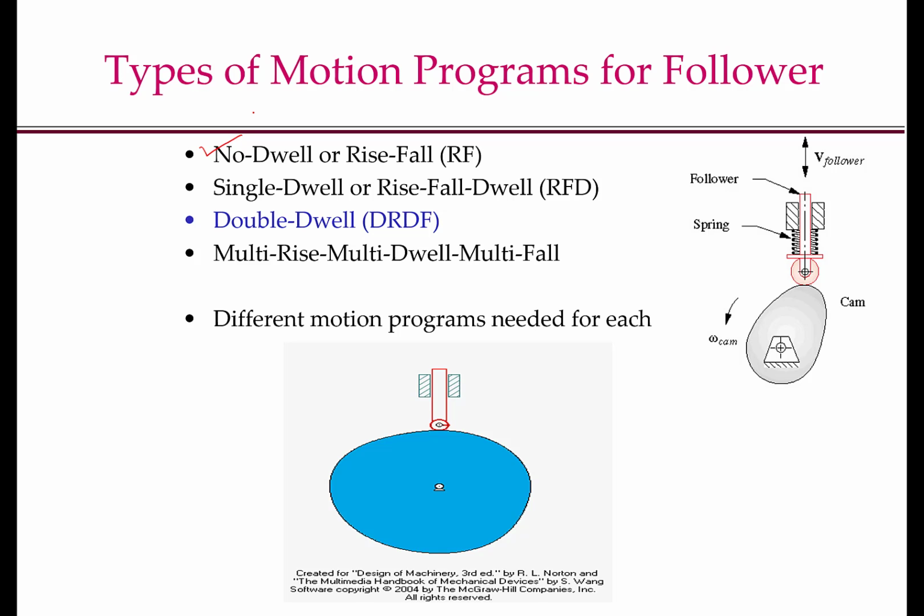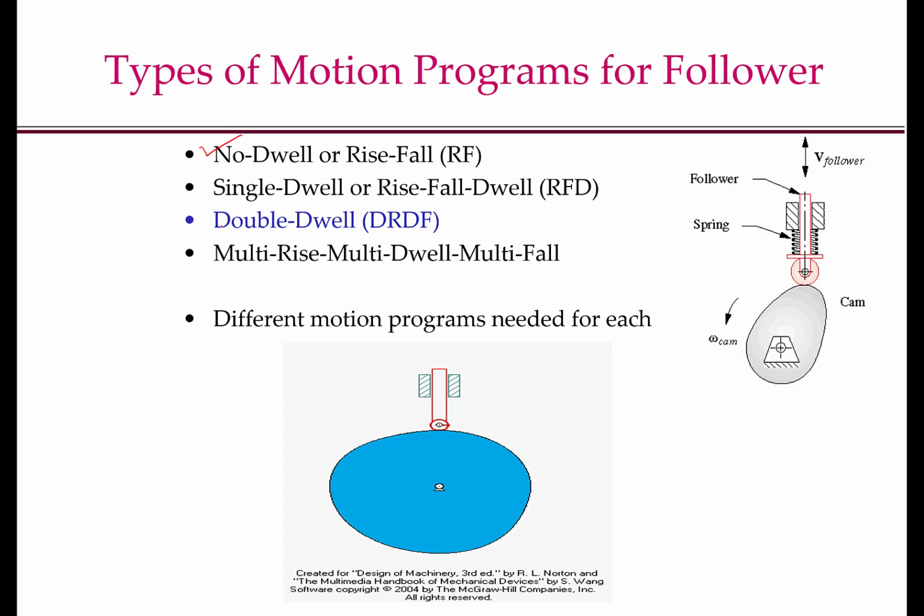The terminology rise and fall comes from the assumption that the follower is oscillating vertically. However, even if the follower is oscillating horizontally or the follower has an angular motion, the discussion that we will do here holds. The use of rise and fall is just for convenience. We can also have a single dwell motion where we rise and then fall and then we dwell, or then we stay static for a certain period of time.